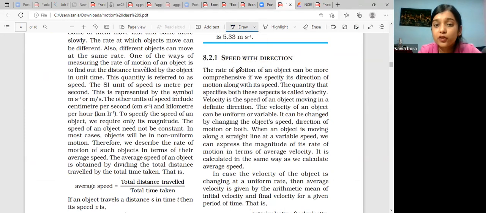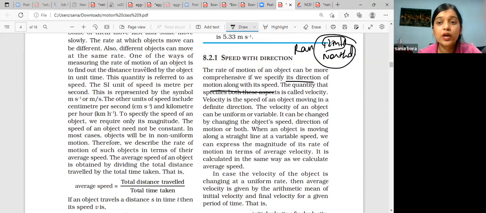Okay. So the rate of motion of an object can be more comprehensive if we specify its direction of motion along with speed. For example, if I'm giving you that Ram is walking with 12 meter per second speed. But if I give you that in the north direction, that means I'm talking about velocity.